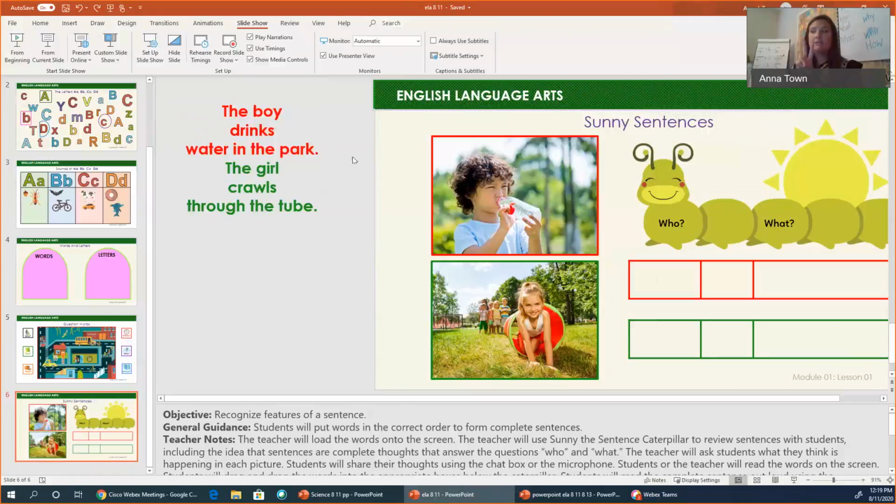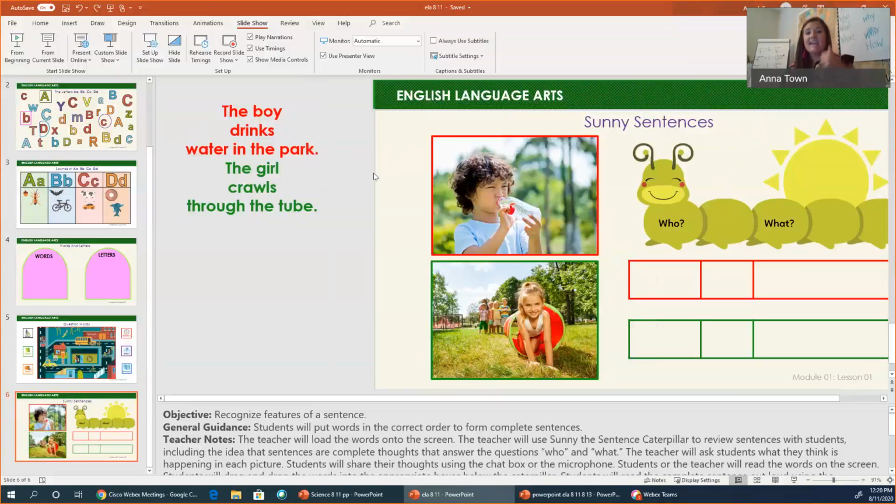I'm going to read two sentences. I want you to put a thumbs up if it's complete, a thumbs down if it's incomplete. The boy drinks water in the park. So here's a picture. The boy drinks water in the park. Think. Does it answer who? Does it answer what? Show me. Is it a complete sentence or incomplete sentence?